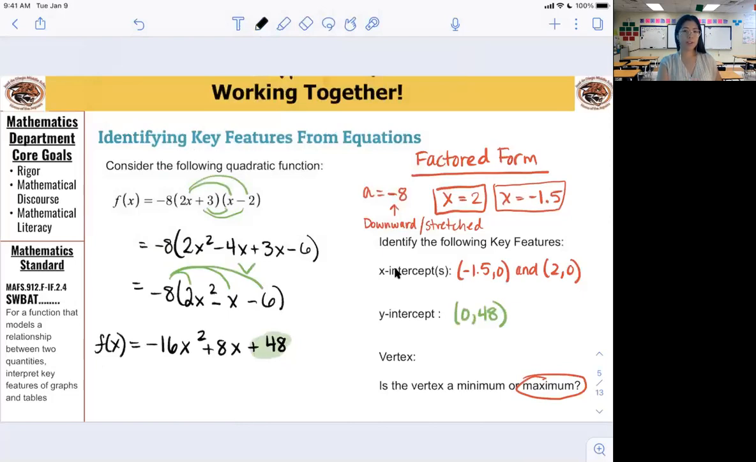There is one more way, which is remember that the vertex is going to be right in the middle of the two x-intercepts. But in this case, the middle between negative 1.5 and positive 2 is a little harder to find. So you could do it that way, but we're not going to do it in this case.